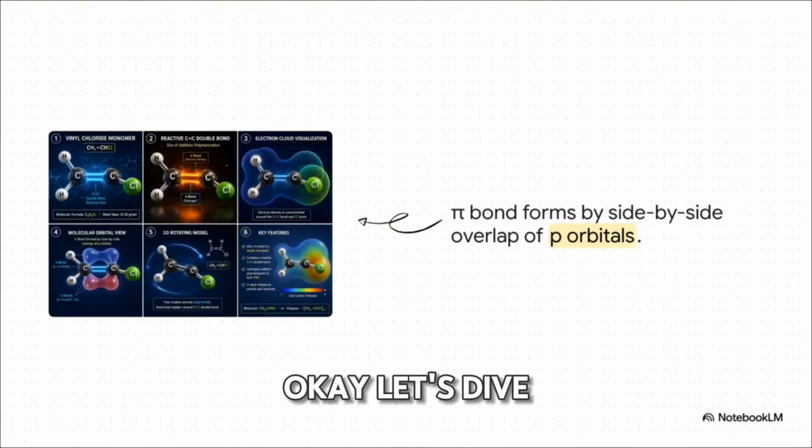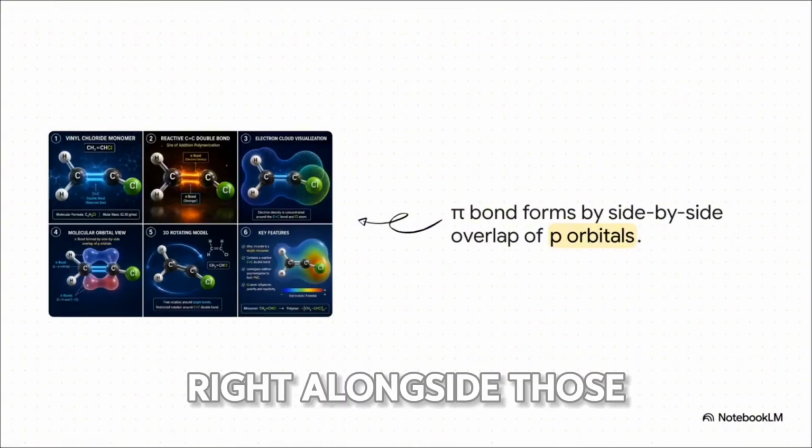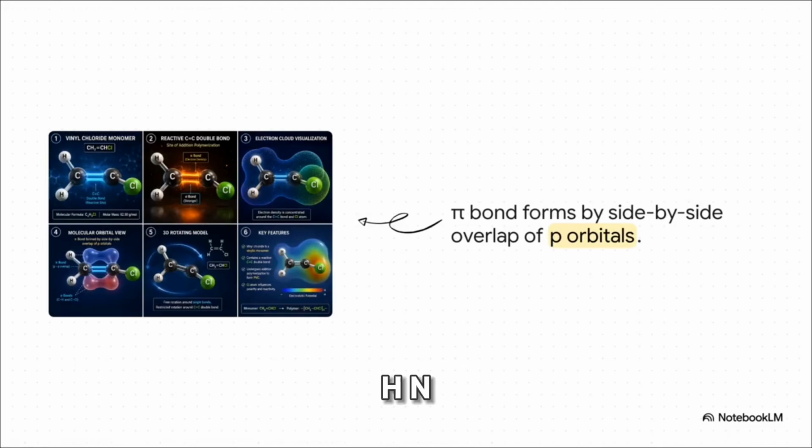Instead, those electrons are heavily concentrated directly around that central double bond, and they really pool around that big chlorine atom. Okay, let's dive down to the quantum level for a second. This molecular orbital view shows us exactly how that energetic pi bond actually forms. It happens through the side-by-side overlap of these p orbitals, which are functioning right alongside those sturdy C-H and C-Cl sigma bonds.